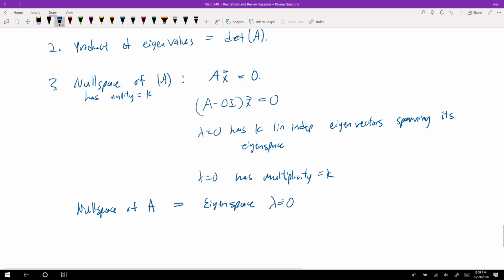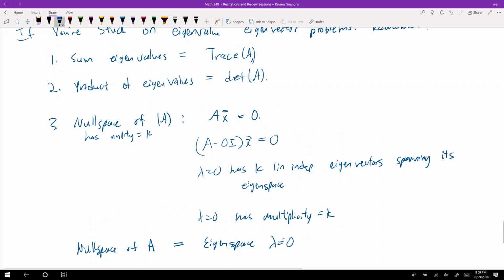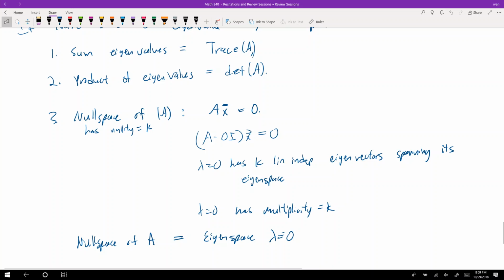Any other questions? This is kind of a mind-blowing fact, but after you see it for a while, it's kind of obvious, because A is equal to A minus 0I. It makes sense, but the first time, you don't think of it even though you're staring it in the face. So yeah, these 3 facts right here will help you solve number 1 on the challenging problems.